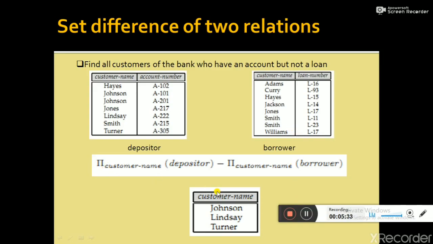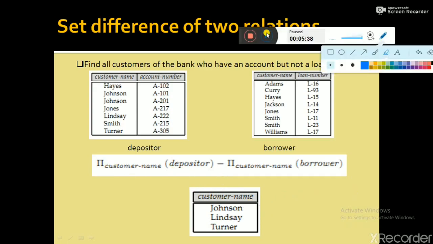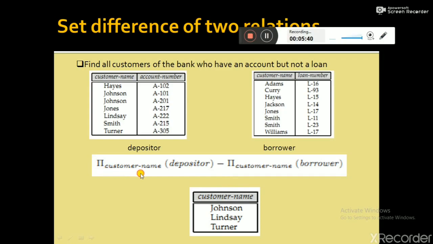So if we perform pi customer name depositor, then it will produce another temporary relation. That means we are performing the projection operation on the relation depositor, and we are only fetching the value of customer name. So that particular operation produces a temporary relation. And what will be the schema and what will be the content of that relation, I will show it here.